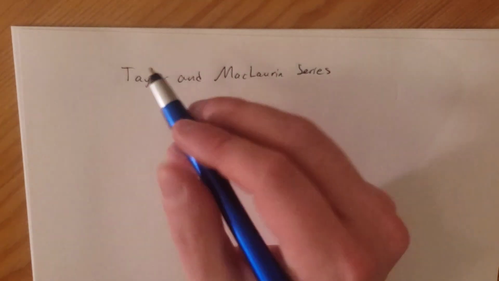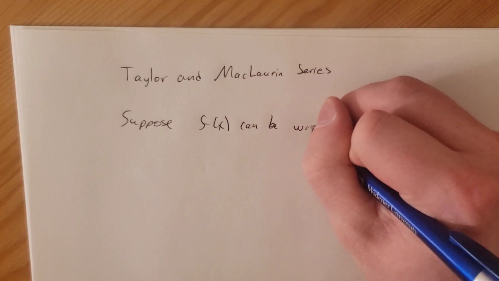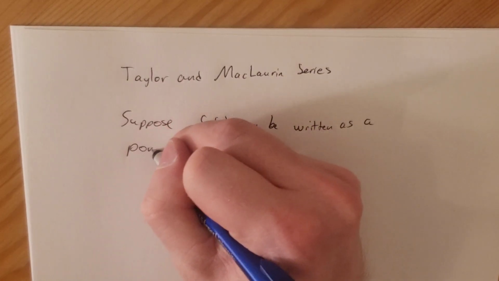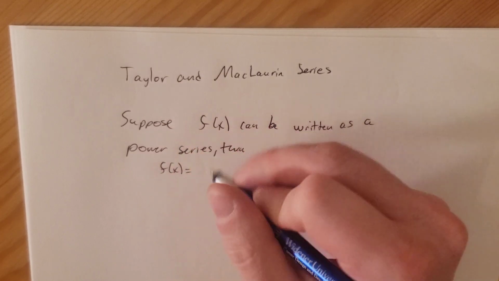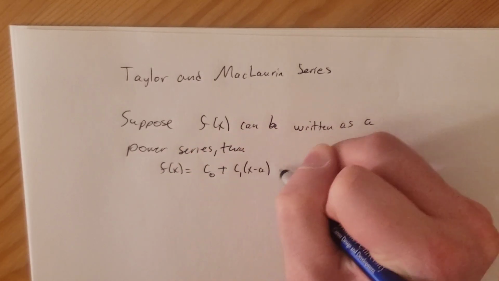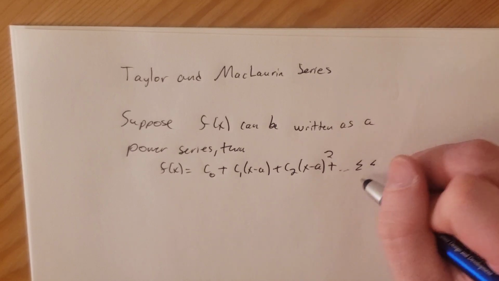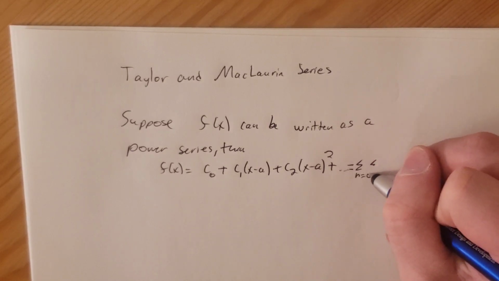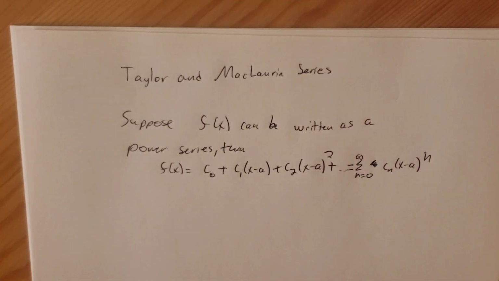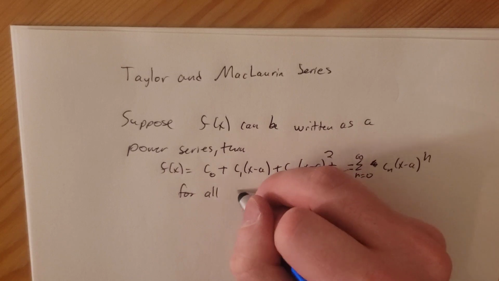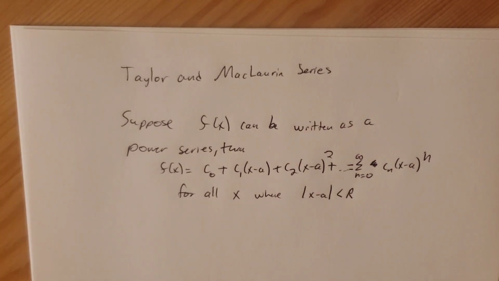Moving on, we will suppose that f of x can be written as a power series. Then f of x is equal to c naught plus c1 times x minus a plus c2 times x minus a quantity squared plus, and so on, right? That is this power series, n equals 0 to infinity of c sub n times x minus a to the n, for all x where the absolute value of x minus a is less than r. So on some interval of convergence.